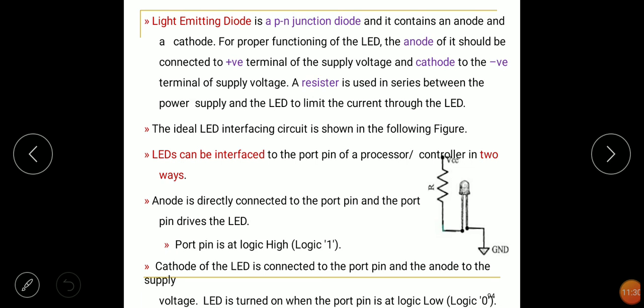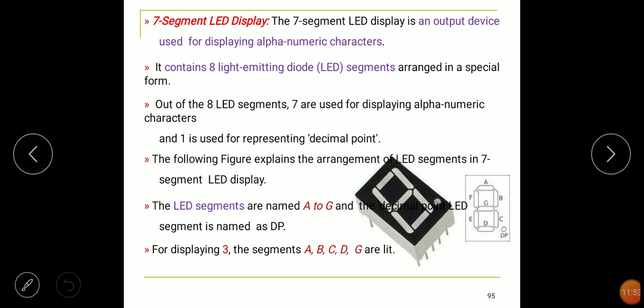So this kind of LED is connected to the pin, and the LED glows at logic low. These two kinds of connection can physically be made with the embedded system's input and output port of the pin. Okay, anode and cathode of the LED.